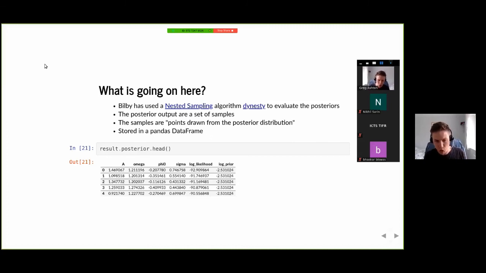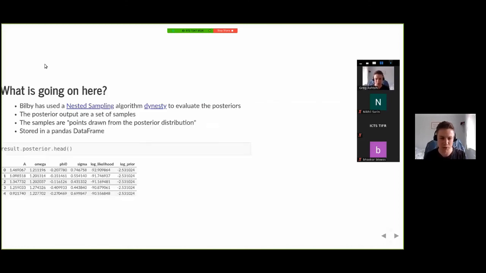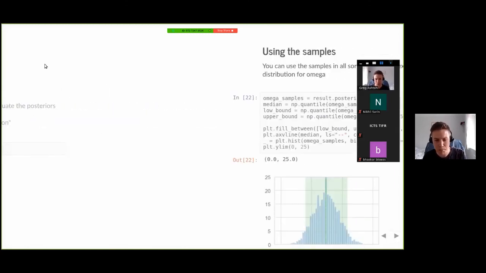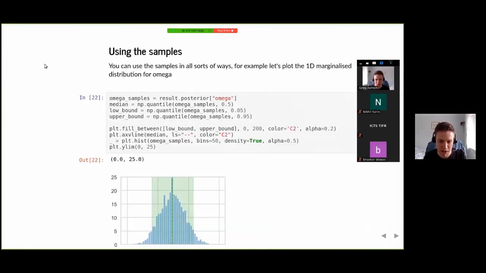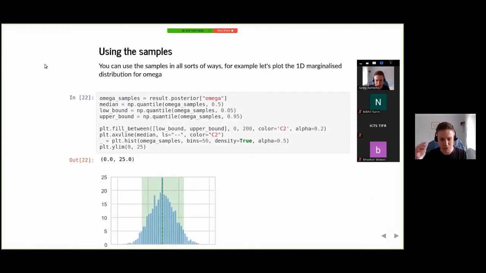The result object is returned, and as I said before, the thing that we're really interested in is the samples themselves, and those are stored in this thing called the posterior, which is a pandas data frame. You can print it out, pull those values out and do interesting things with them. For example, you could plot them in a histogram and plot the 90% credible interval. And that's what I'm doing here.